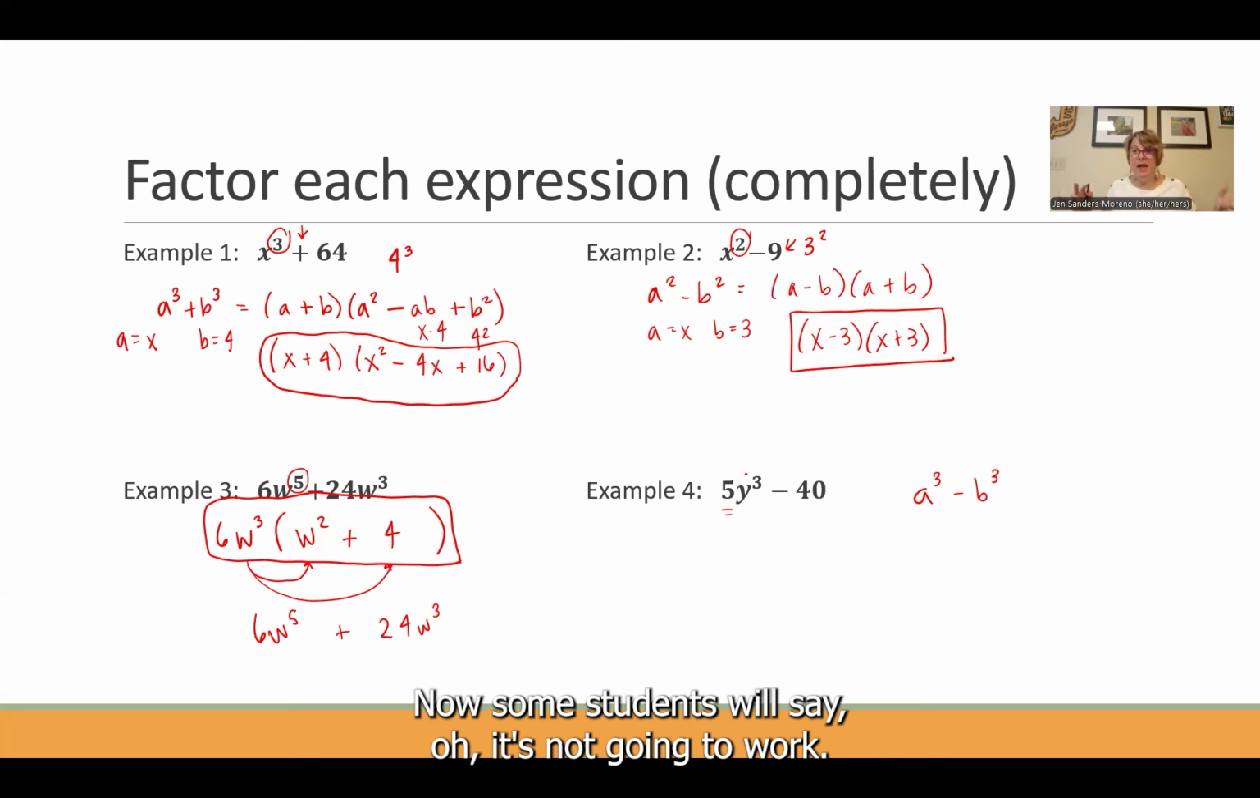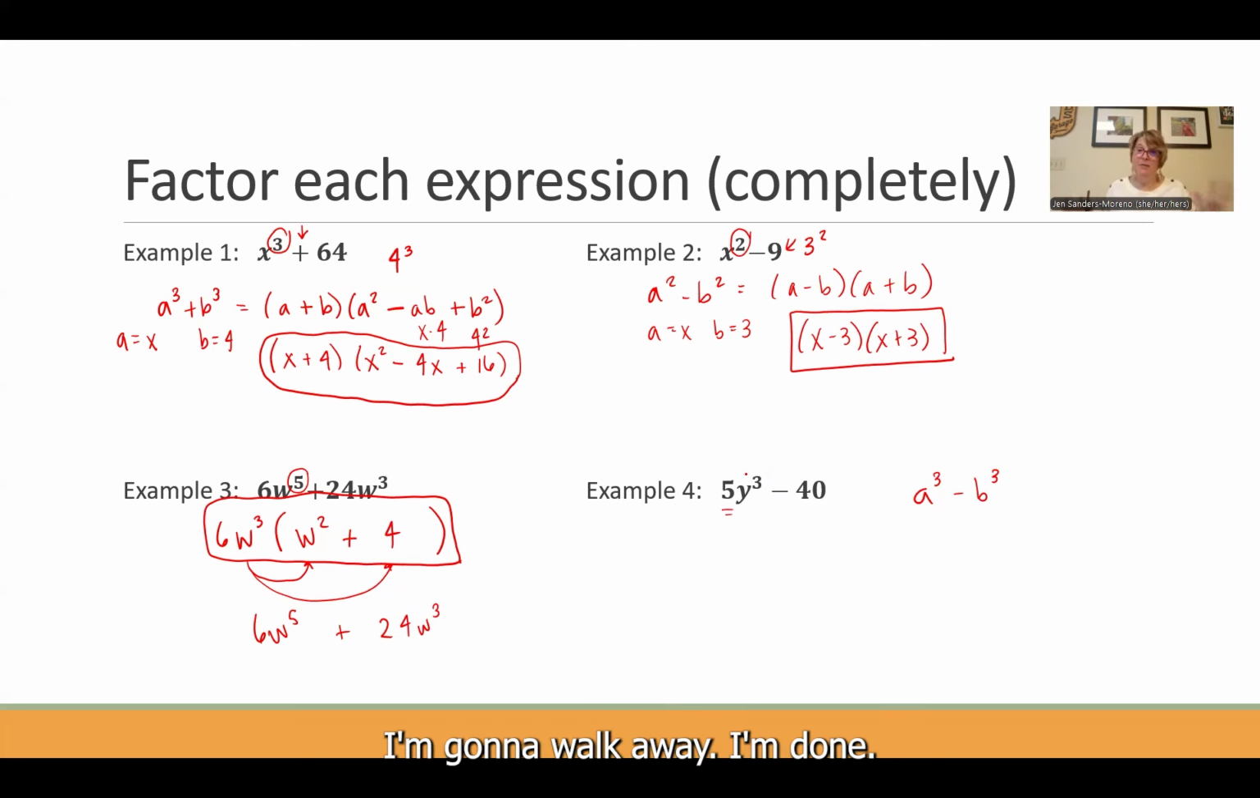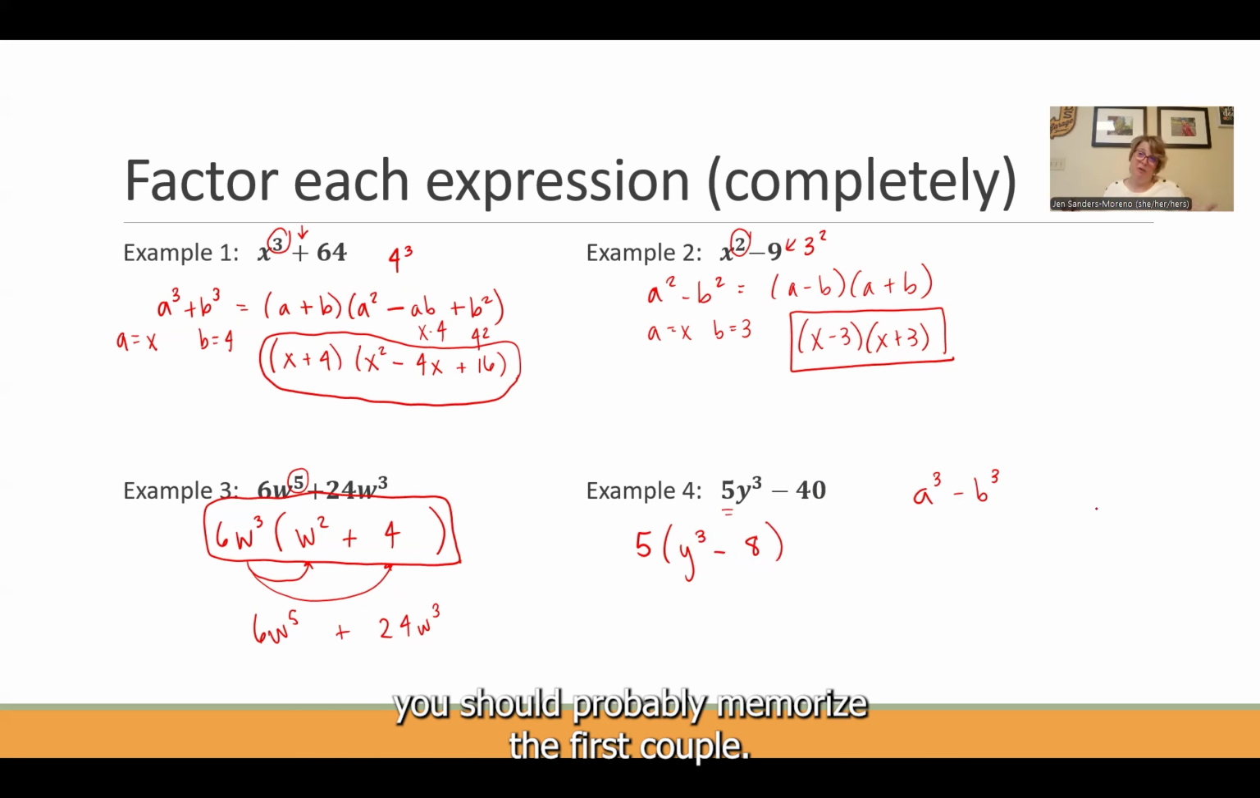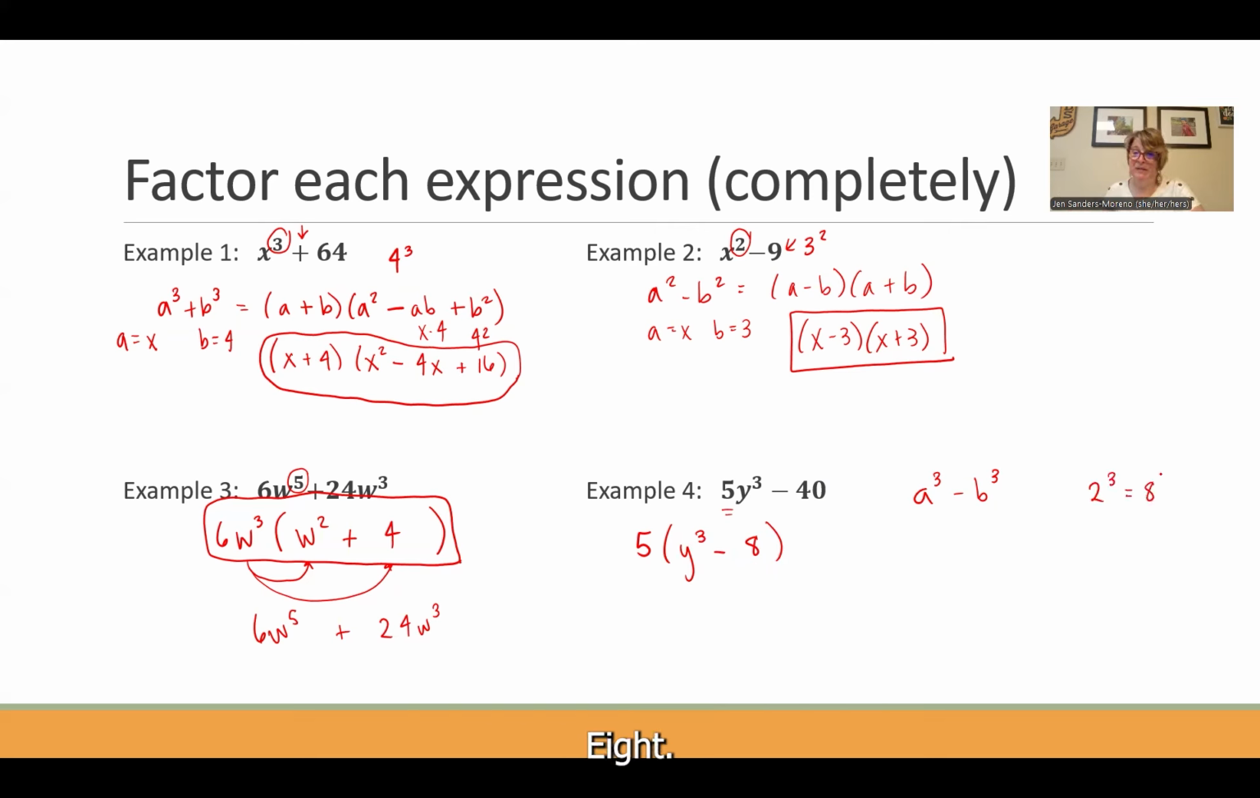Now, some students will say, oh, it's not going to work. I'm going to walk away. I'm done. But technically, if I look at 40, I can take a 5 out. And if I keep looking, I've got that y cubed minus that 8. Remember I said a few minutes ago that if you're not familiar with your cubes, you should probably memorize the first couple. 2 cubed is 8. So yeah, this is going to work.